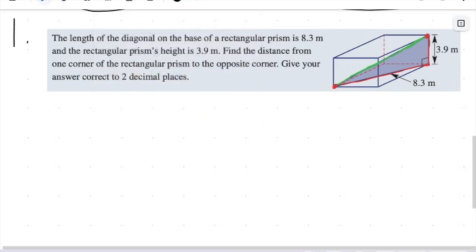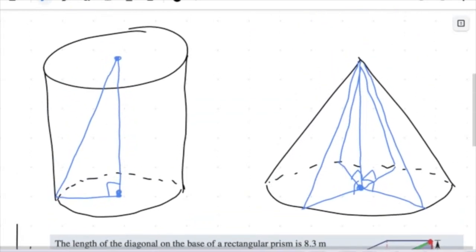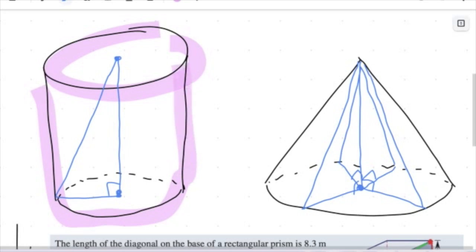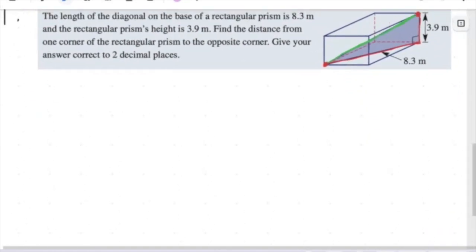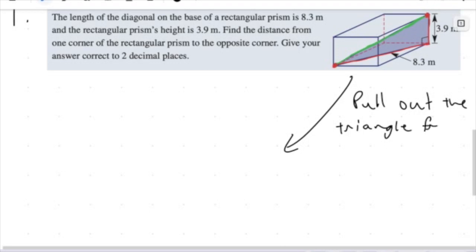So what's important here is that it's one thing to see these in there, but when we're actually doing calculations, it's a little bit tricky to apply Pythagoras' theorem because you're trying to visualize a 2D shape in 3D space. So what we want to do is work with this triangle separately. So we're going to pull out the triangle from our solid.